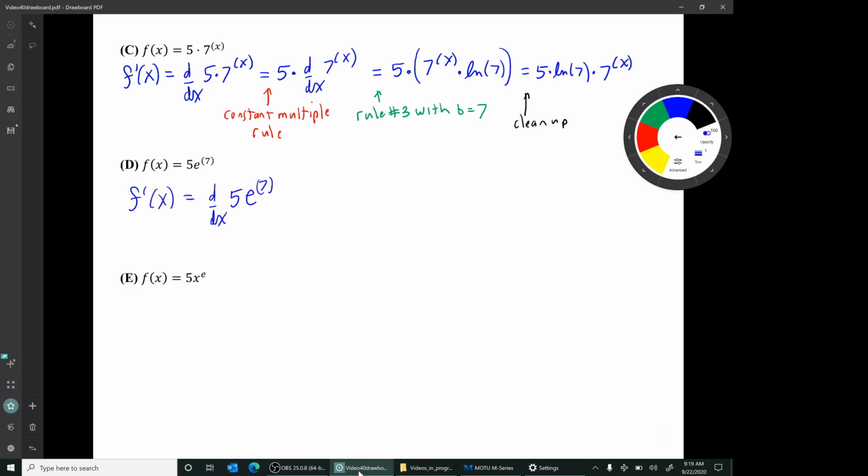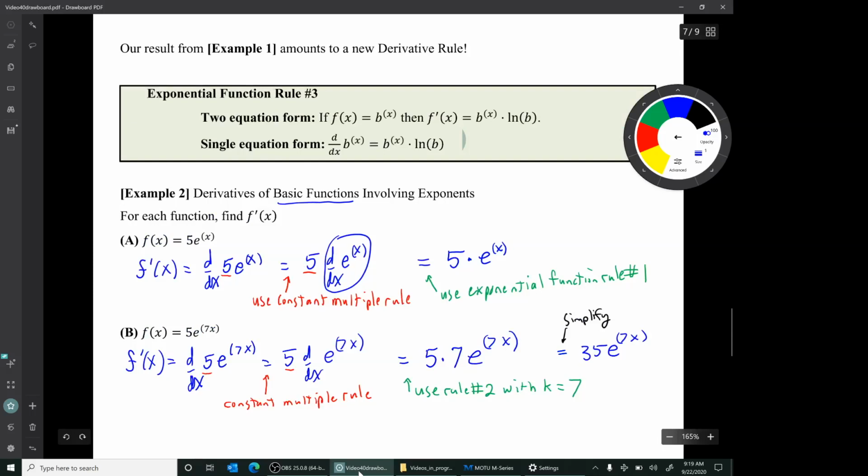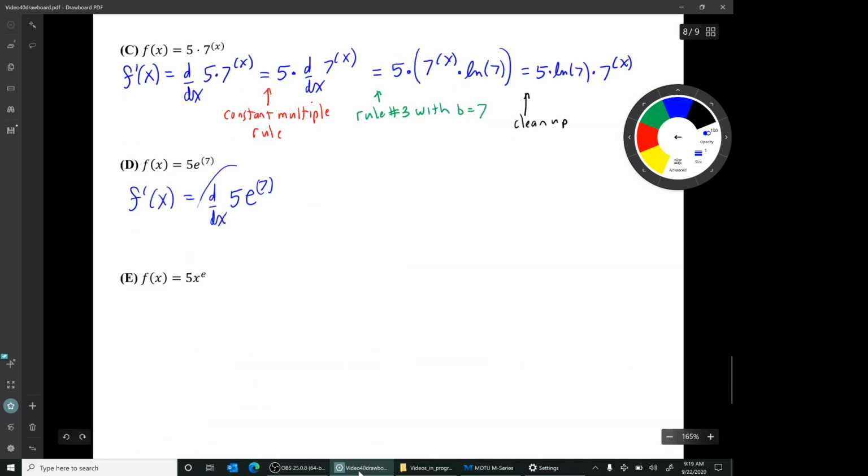The derivative of 5e to the 7th. Now, if you look back to our very first example, A, the derivative of 5e to the x turned out to be 5e to the x. So if you're thinking quickly, you might think, well, if the derivative of 5e to the x is 5e to the x, then maybe the derivative of 5e to the 7th will just be 5e to the 7th. But look more carefully. There's no x in this expression. 5e to the 7th is a constant function. So the derivative of 5e to the 7th is not 5e to the 7th, it's just 0.